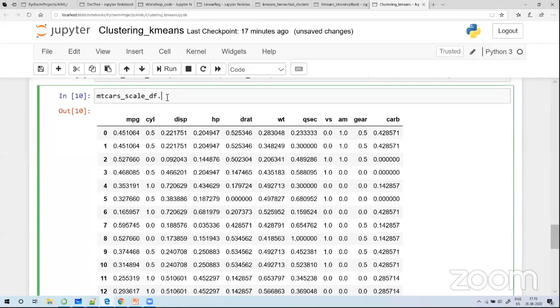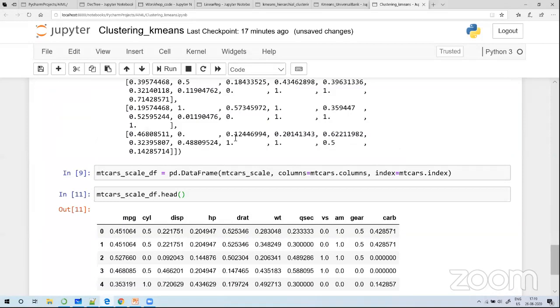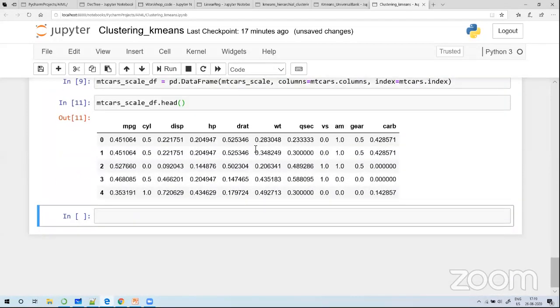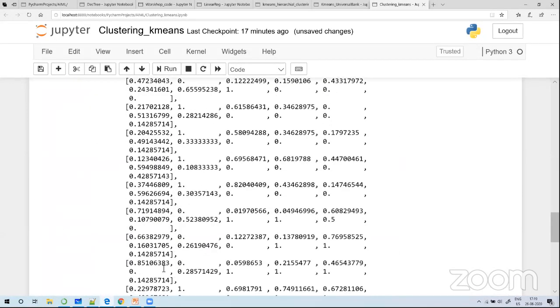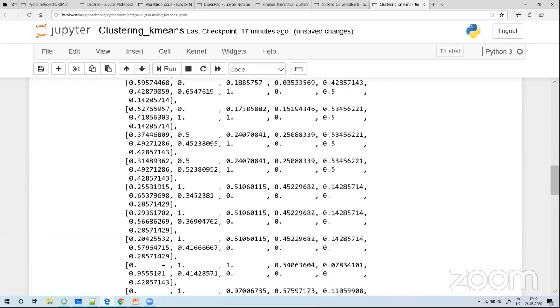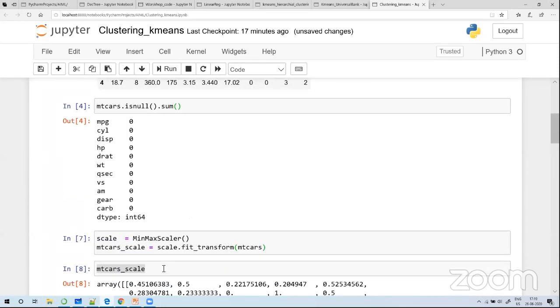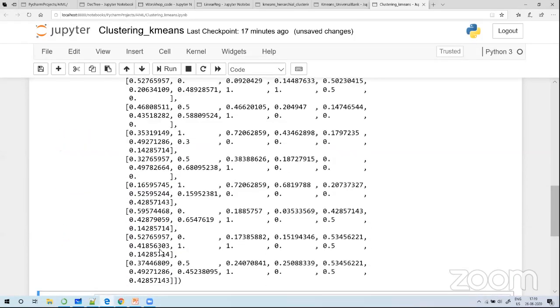.head. It's always good to print only a few observations. Okay, and this is also in the form of an array. So let's say we print 1 to 10 instead of printing all of them.